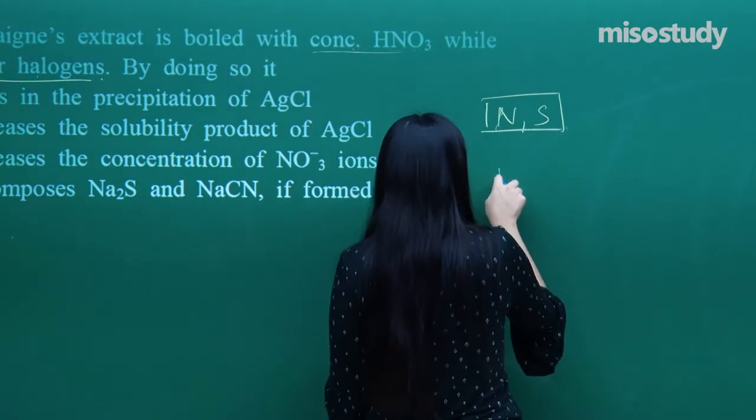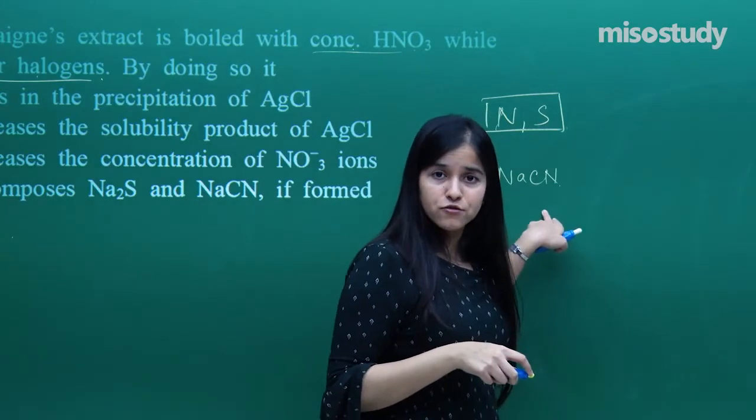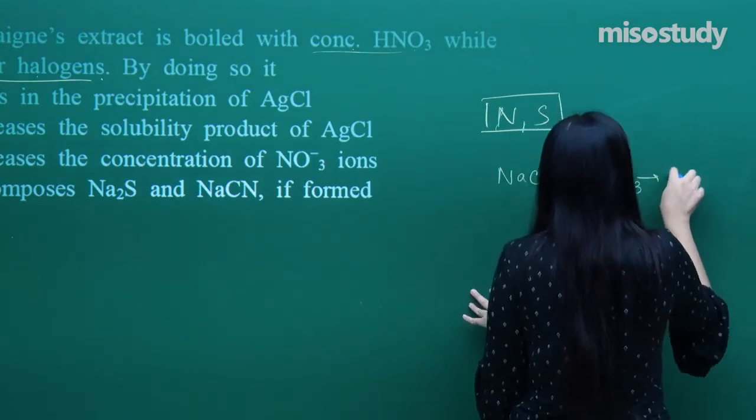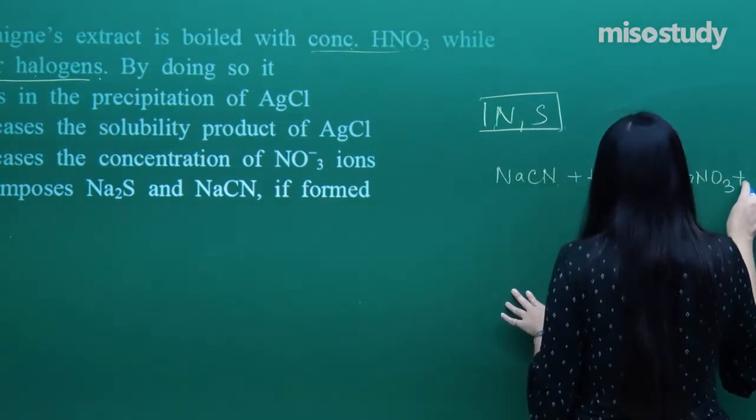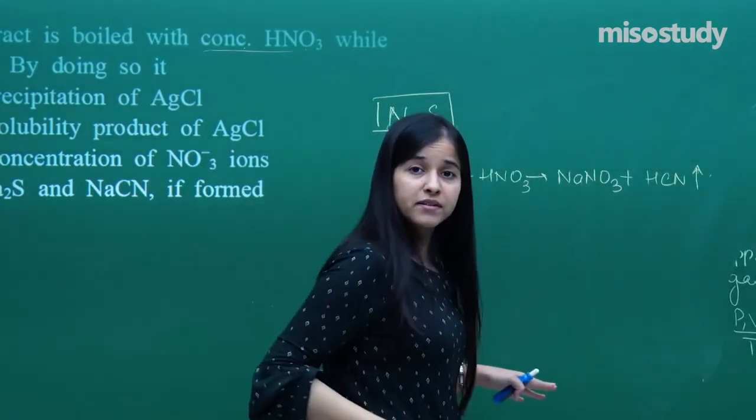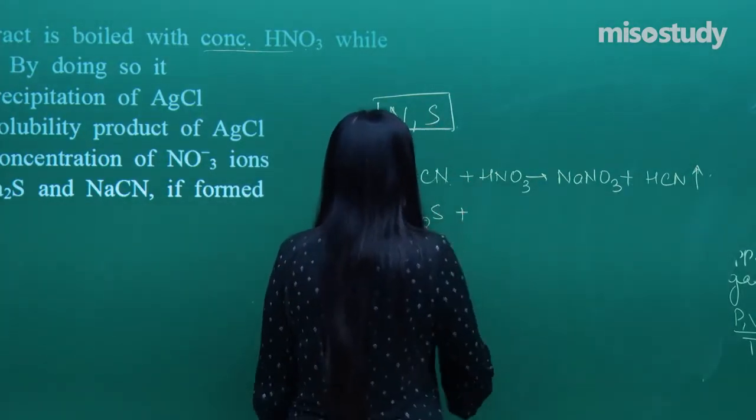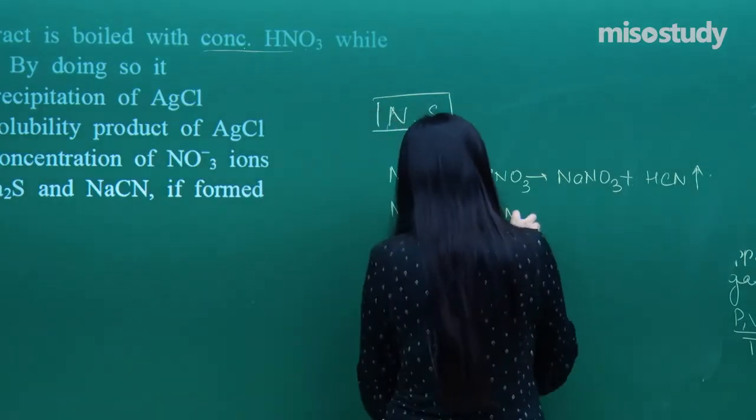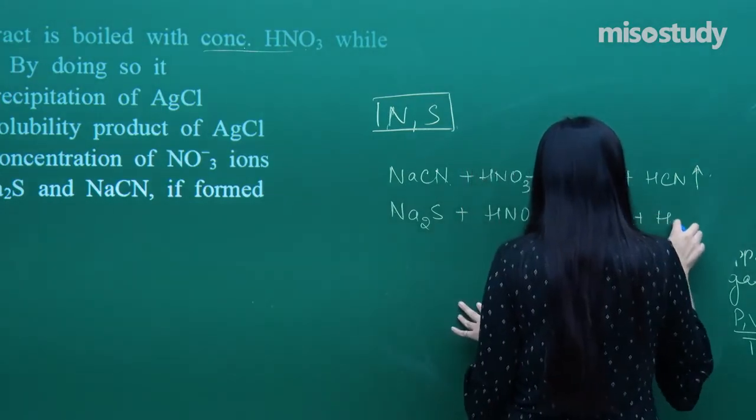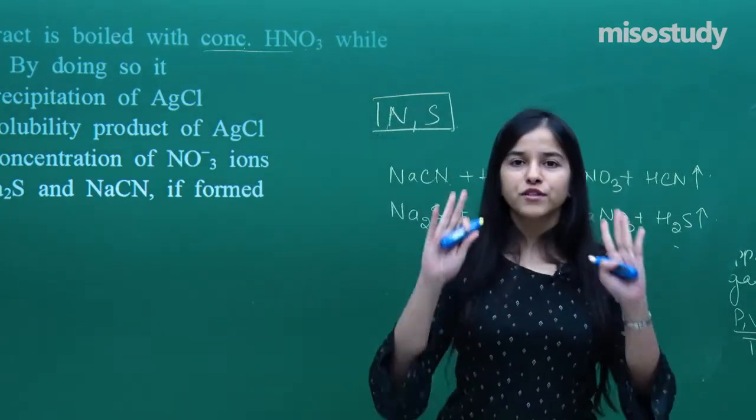So the LE consisting of the nitrogen will have this compound, sodium cyanide: NaCN plus HNO3 will give NaNO3 plus HCN. So this will boil off, right? This will be in the form of gas. Next is Na2S, that is sodium sulphide. Again it will react with HNO3. NaNO3 will be formed along with H2S, again hydrogen sulfide gas. So these two elements will boil off in the form of gases.